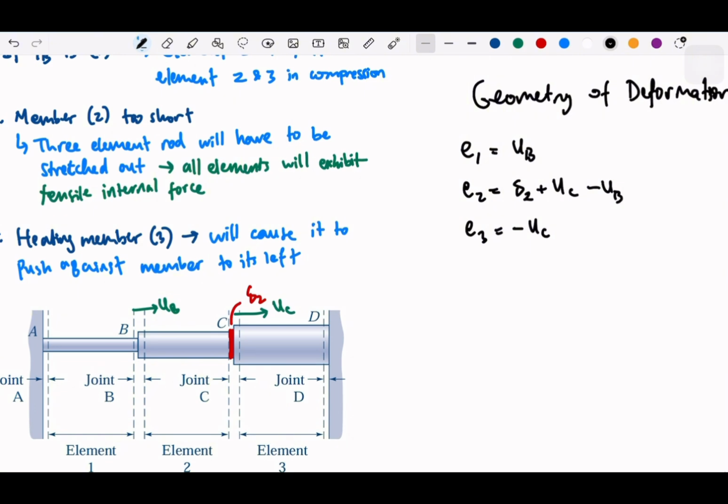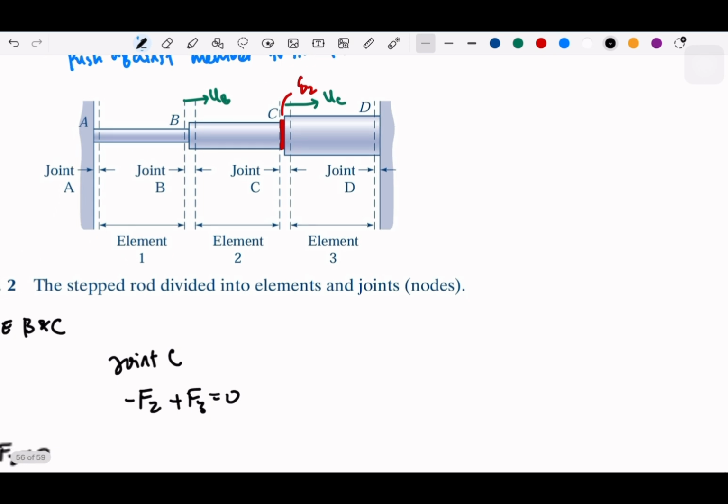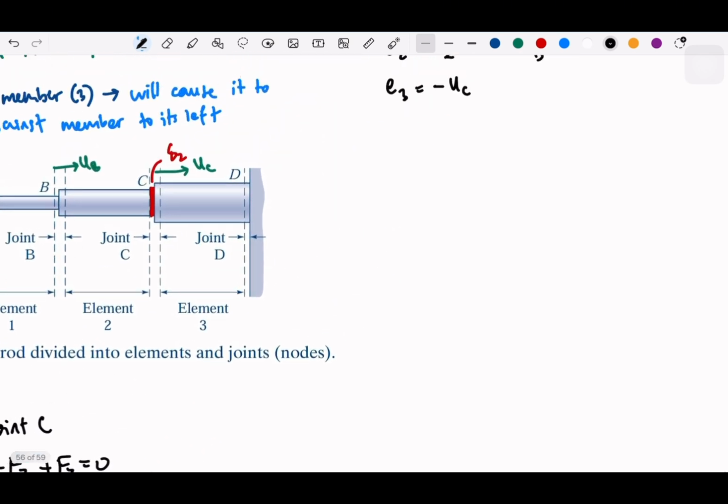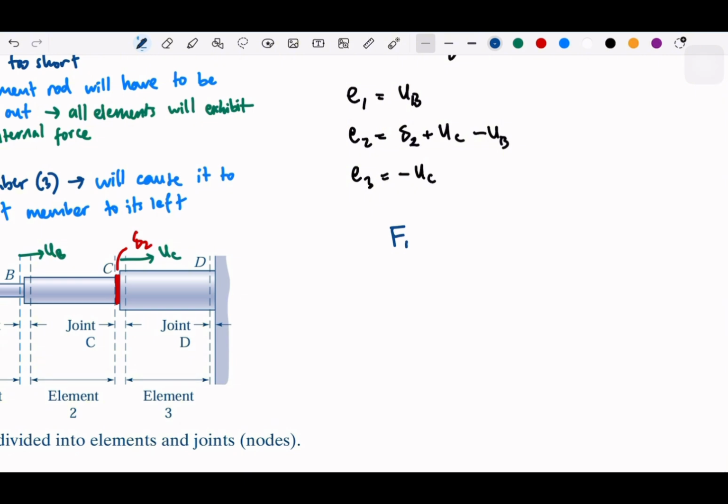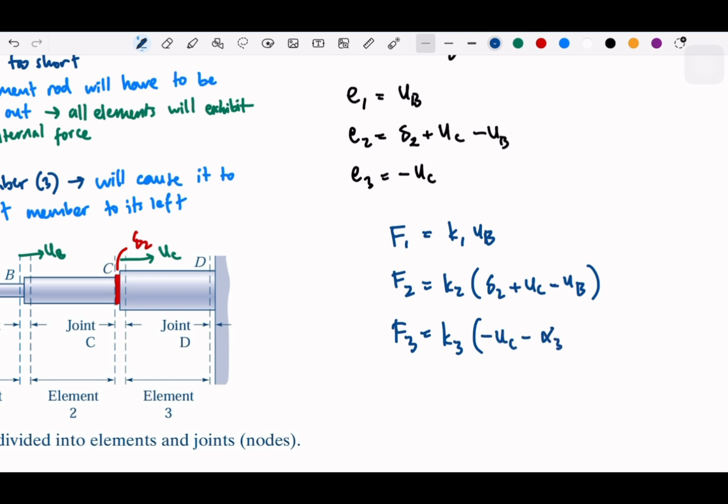Now we have everything here. We can substitute into our forces. Let me write that F1 is K1 E1, so K1 UB. F2 we can rewrite as K2 multiplied by delta 2 plus UC minus UB, right? And F3 is K3 times negative UC.